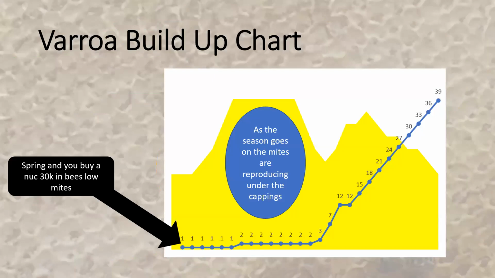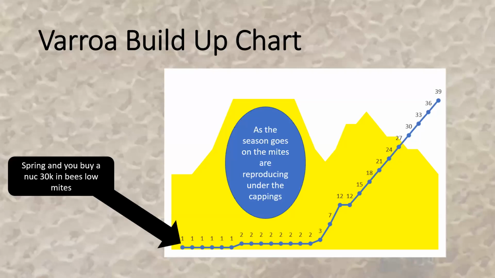So here's a buildup chart. In the yellow is a histogram representing the honeybee population. Coming out of winter, it starts to build up. So we're here right now with the population of my bees starting to grow. Let's say I were to sample my colonies right now. I might find one mite per 300 bees, so a 0.33% infestation.